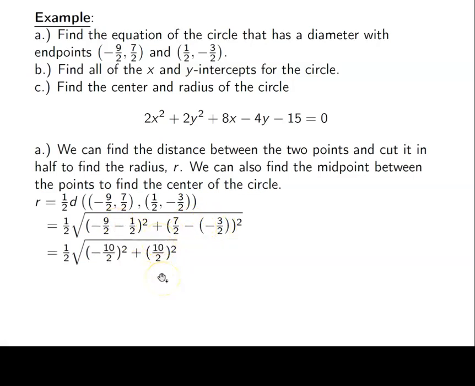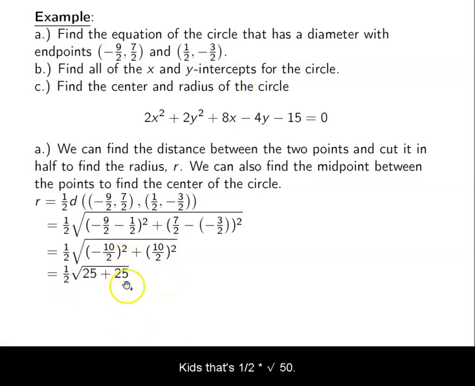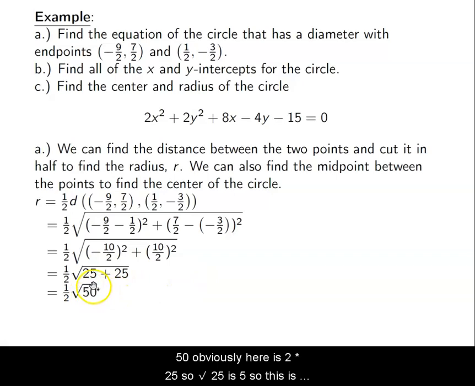Okay, we'll walk that down, which gives us 1/2 times the square root of 50. 50 is 2 times 25, so the square root of 25 is 5. So this is actually going to be a radius of 5/2 square root 2. That's what's left over when we simplify this. So that's the radius. I'm partway there for my equation.